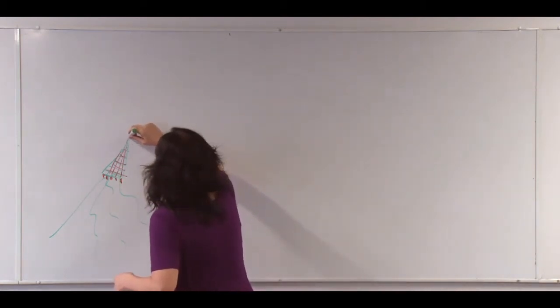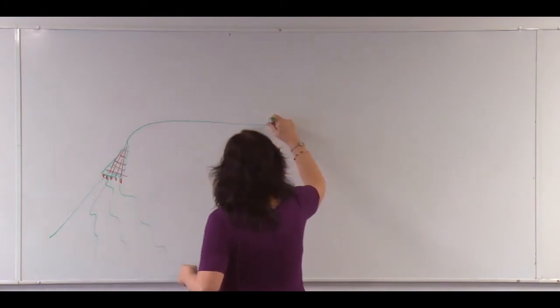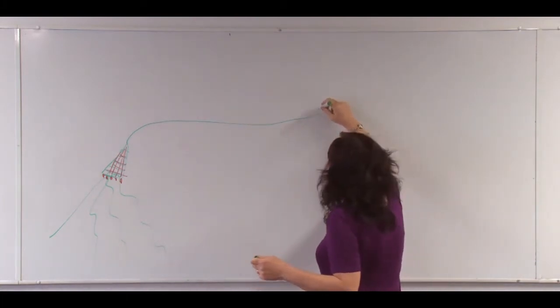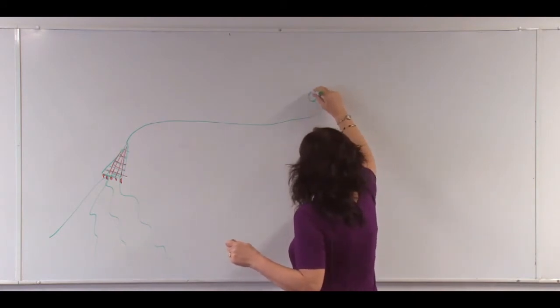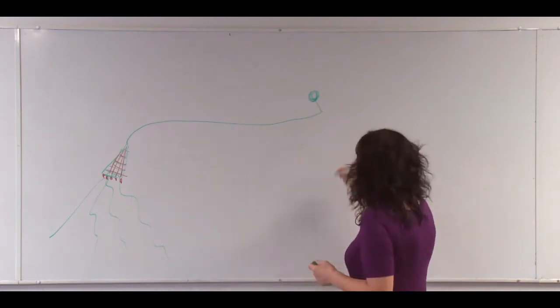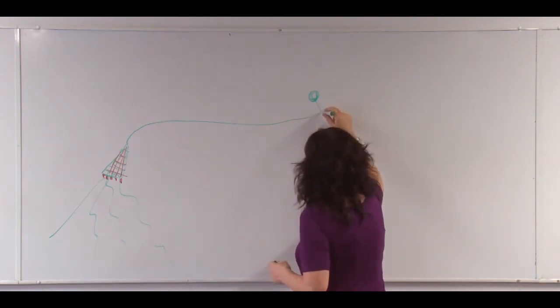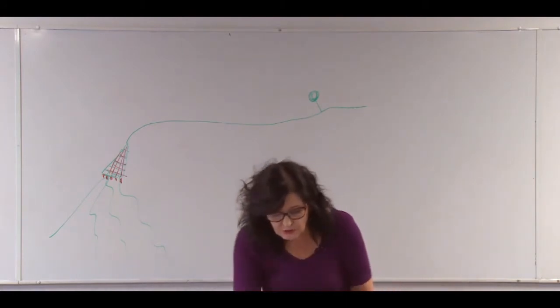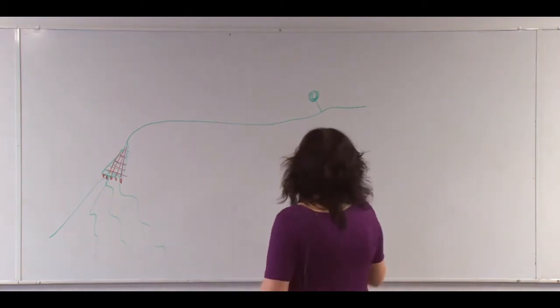So we have our primary afferent, goes all the way up. The soma is up in the dorsal root ganglion. From the dorsal root ganglion, we go into the dorsal horn. So here's our dorsal horn.